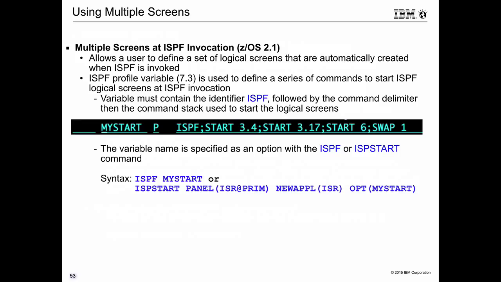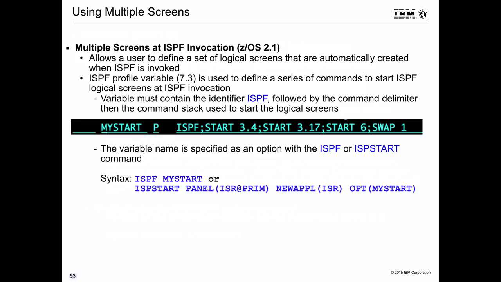An area that was enhanced substantially in 2.1 was the ability to start a set of screens at ISPF invocation. If I want that same set of screens I showed on the previous page of the swap bar every time or almost every time, I can define a variable now. In this example it's called myStart, and I put a list of panels that I would like to start when ISPF comes up.